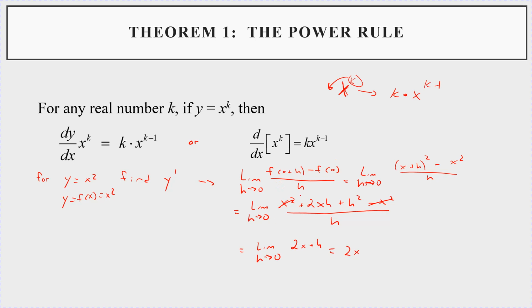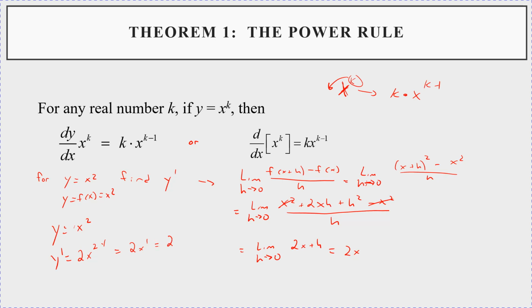And this is not fun. It's a lot of algebra. So you can actually just use the power rule here. We have y is equal to x squared. For y prime, the derivative, k here is just the number 2. So I'd bring the 2 down in front, so I'd be left with 2x. And then I'd take the exponent and write it as 2 minus 1. Well, 2 minus 1 is 1.